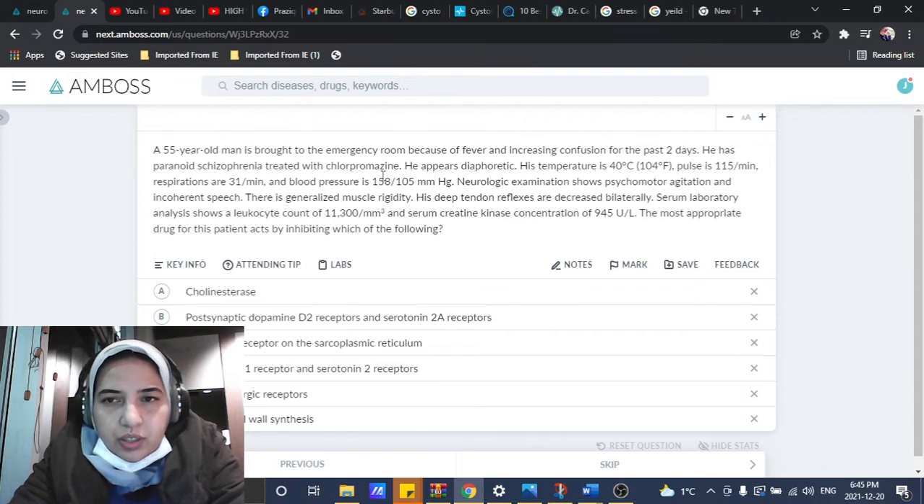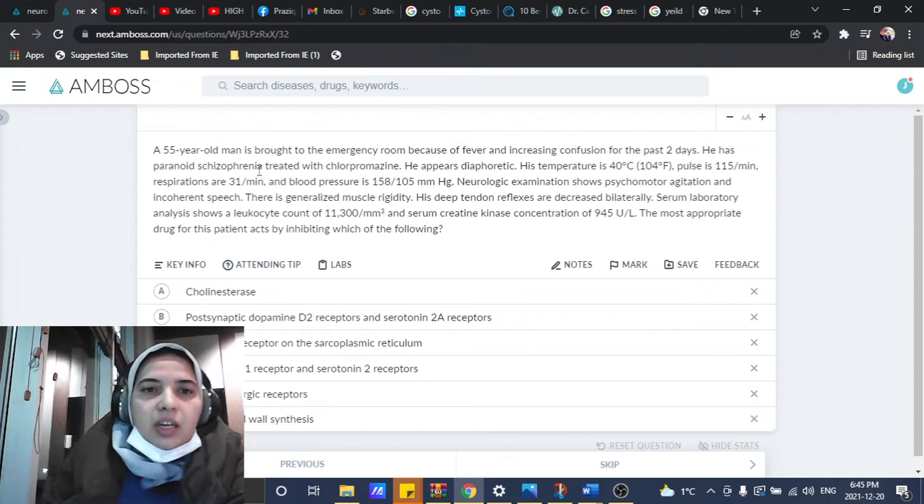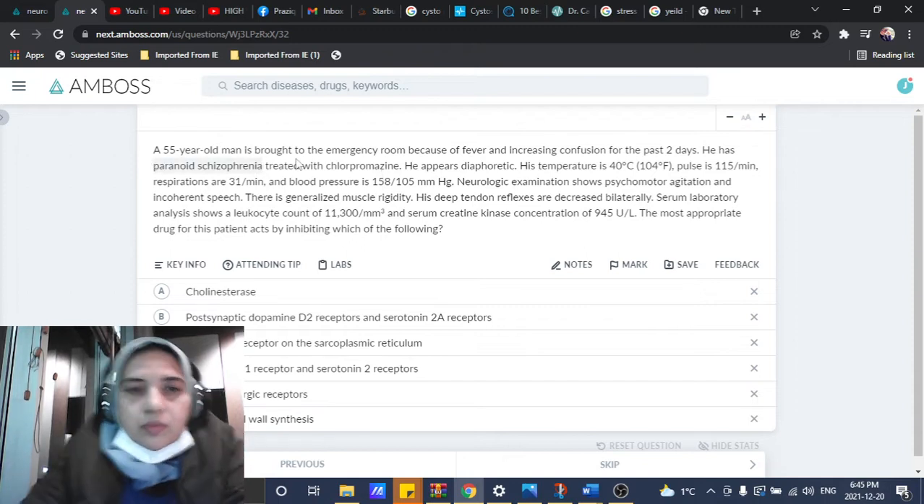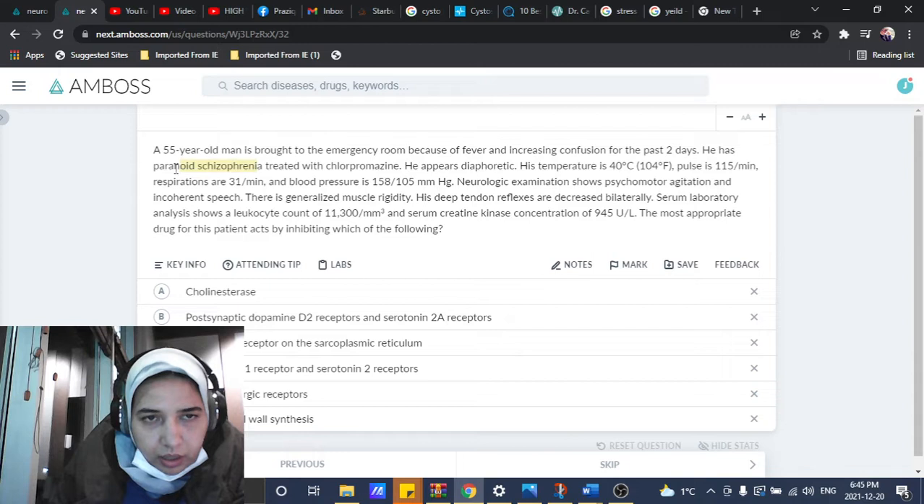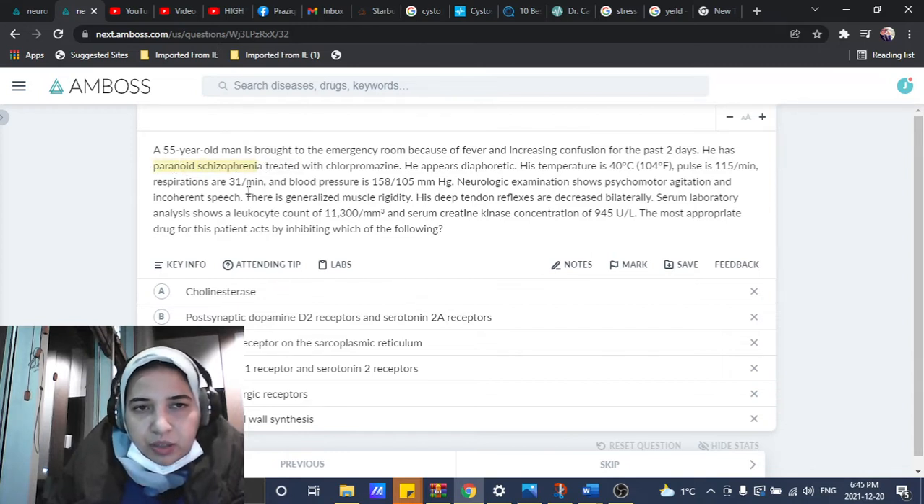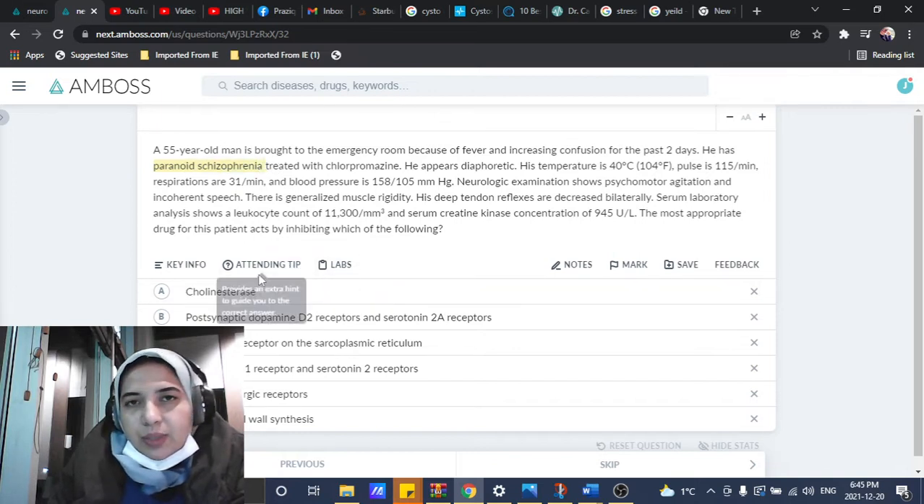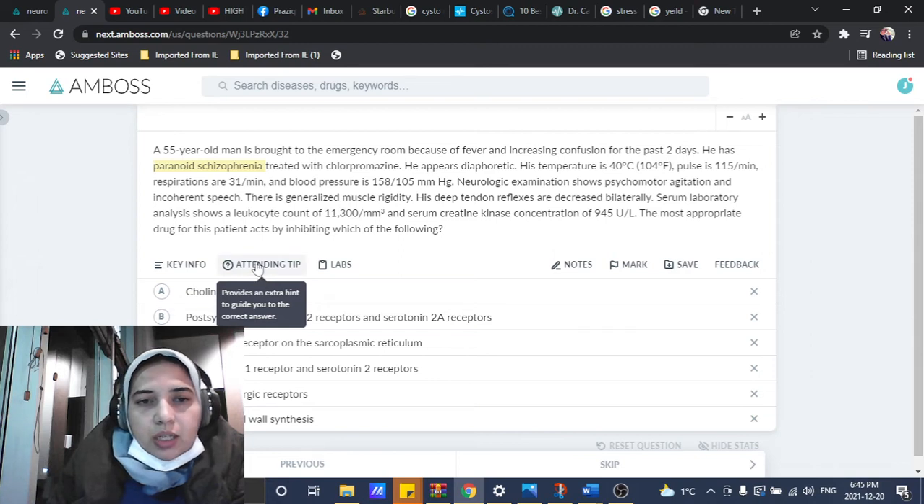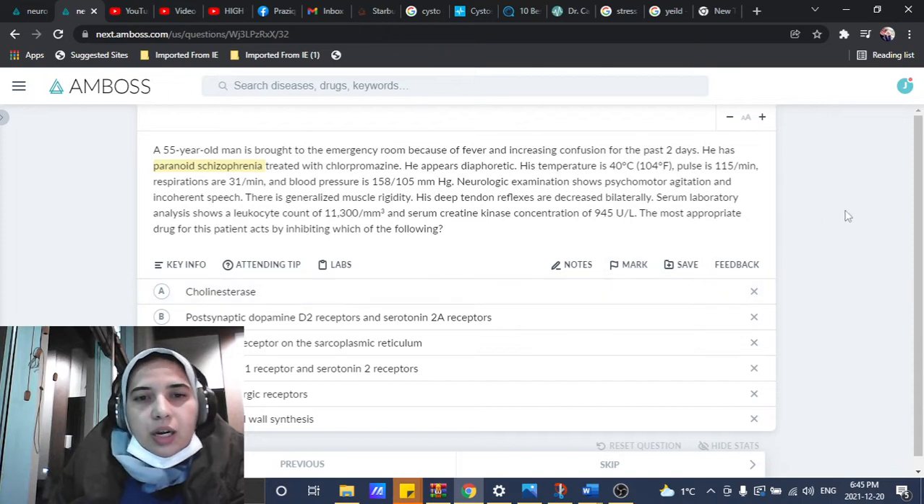Okay, interesting. So he is a paranoid schizophrenic and he's having these symptoms. It's not highlighting? Okay, good, it's highlighting. Like in my previous videos, I show you guys how to use this QBank. Like any other QBank, you can highlight, you can see labs, you can click attending tip, for example, if you don't know how to answer the question, it might give you a little hint. You can take notes, you can mark the question for later. So it's pretty useful as a tool.